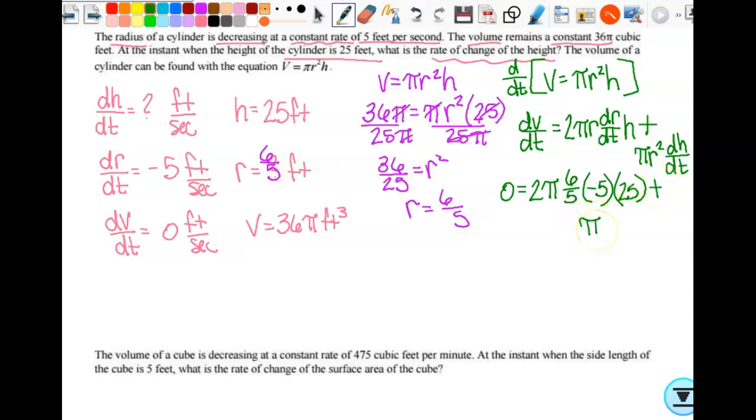What was r? 6/5 squared. No, we don't know. Then we don't know that one. That's what we're looking for, right?